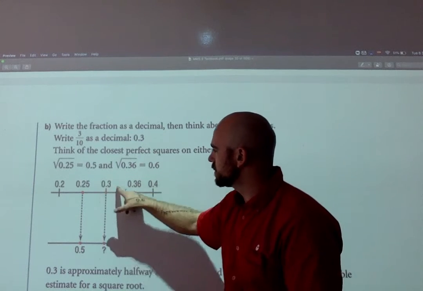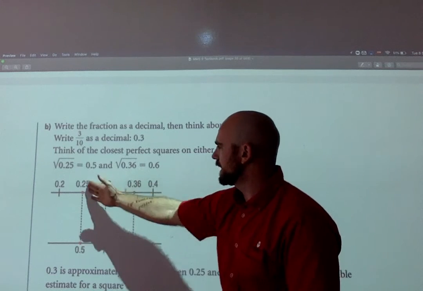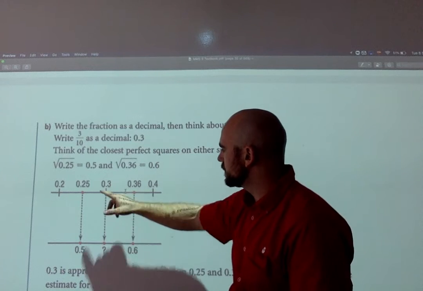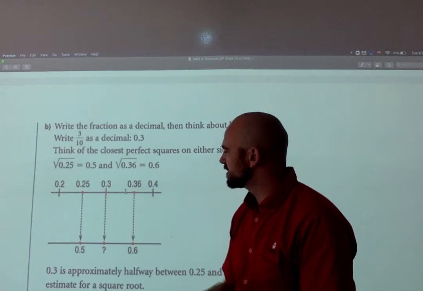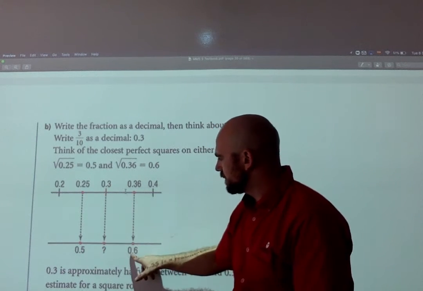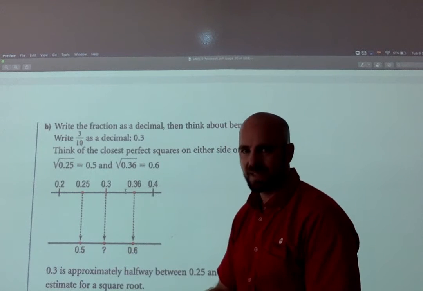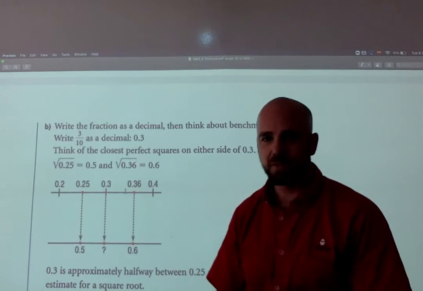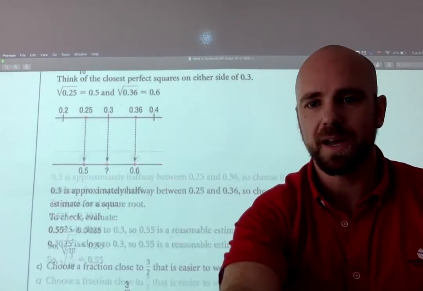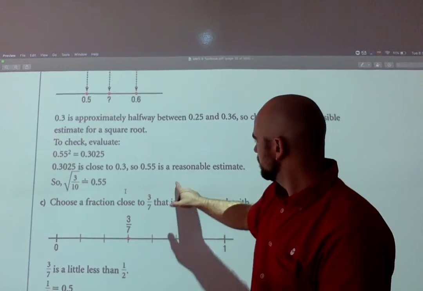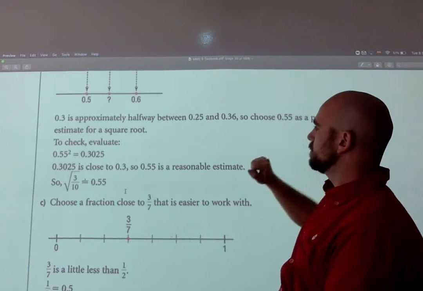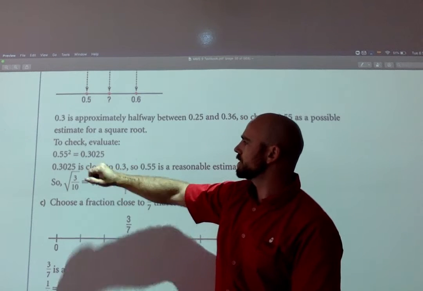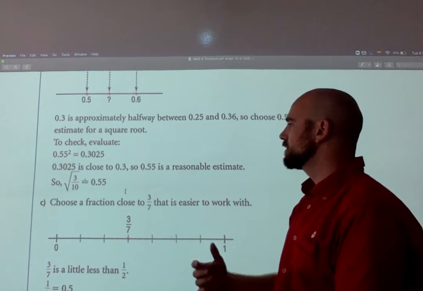So we're looking for 0.3, which is almost right in the middle. You could guess that the square root of 0.3 is going to be somewhere between 0.5 and 0.6. Guessing right in the middle, I'm going to get 0.55, and that's what they end up saying. When we go down, we're saying that it's close to 0.55, and when they square it, they get something close, 0.3025. So they're actually pretty close.